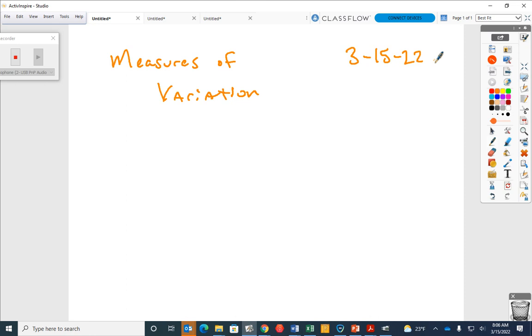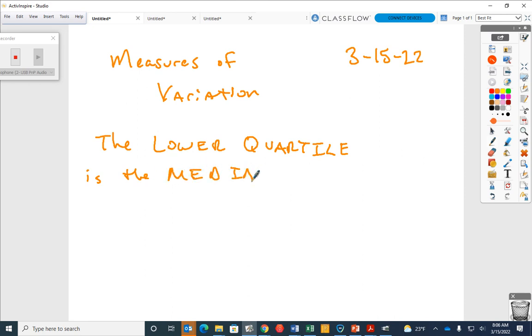The blank is the blank of the lower half of the set of data. That's what we call the lower quartile. The lower quartile is the median of the lower half of the set of data.